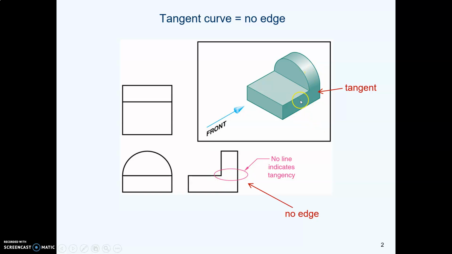So here's some kind of bracket with a round end on it. That round end is tangent to the flat surface. And notice here, we do not draw an edge there. If you drew a line across there, your reader would think, oh, there must be a sharp corner there, but there's not. There's a continually changing curve, so no line.